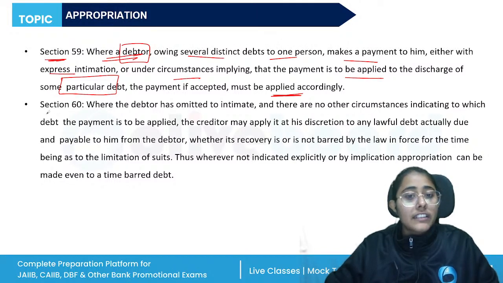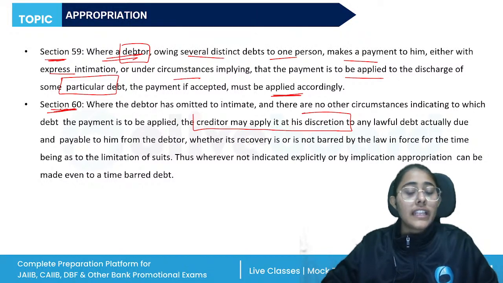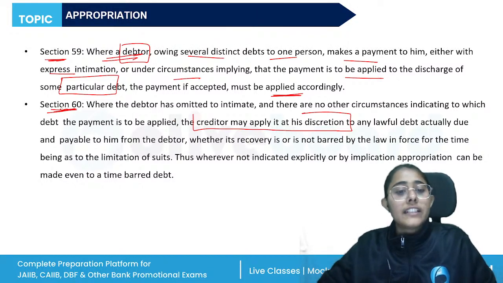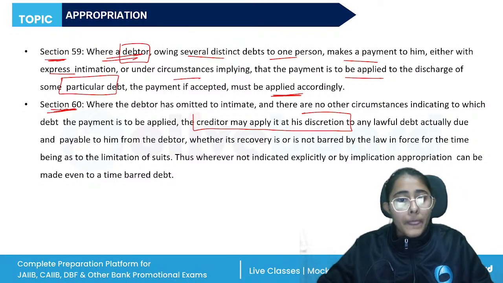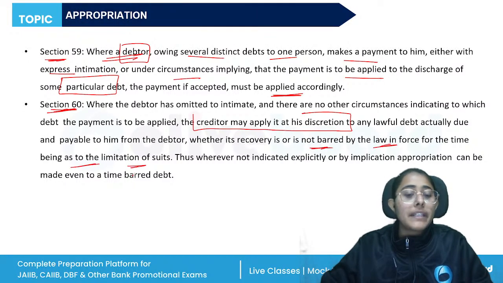Then if the debtor has omitted to intimate, or there is no condition that states that the payment has to be made in discharge of a particular debt, then the creditor may apply it at his own discretion. All right, so section 60 says discretion lies with the creditor only if the debtor has not stated any particular debt to be paid off. Now, this is whether or not it is barred by the law in force at the time of being to the limitation of suits.